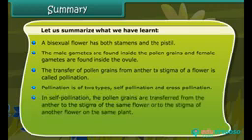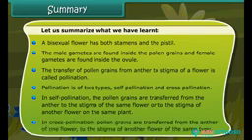In self-pollination, the pollen grains are transferred from the anther to the stigma of the same flower or to the stigma of another flower on the same plant. In cross-pollination, pollen grains are transferred from the anther of one flower to the stigma of another flower of the same type.